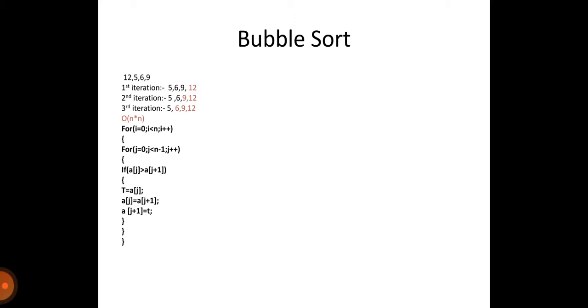So n minus 1 comparisons are required for each iteration, and there are n minus 1 iterations. So how many comparisons are required? N square comparisons are required. Okay, n minus 1 comparisons for each iteration of the loop, each pass of the loop.